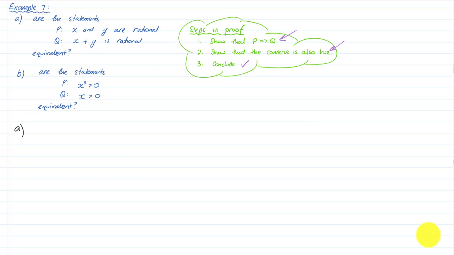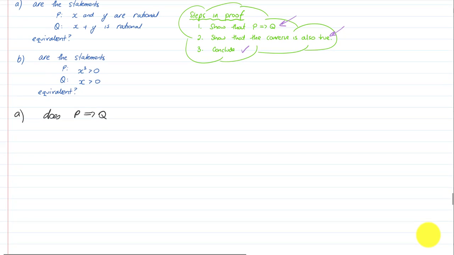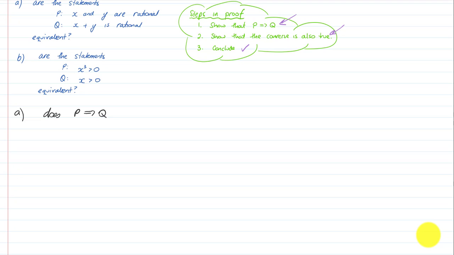In A, X and Y are rational is P, and we want to show, does P imply Q? So let's have a look at this. If X and Y are rational, then P is X equals A over B, and Y equals C over D. They're rational where A, B, C, and D are integers. That's the proof. That is the definition of rational numbers.